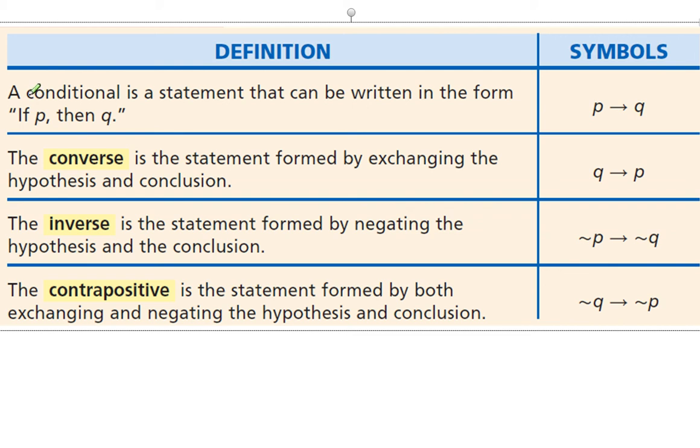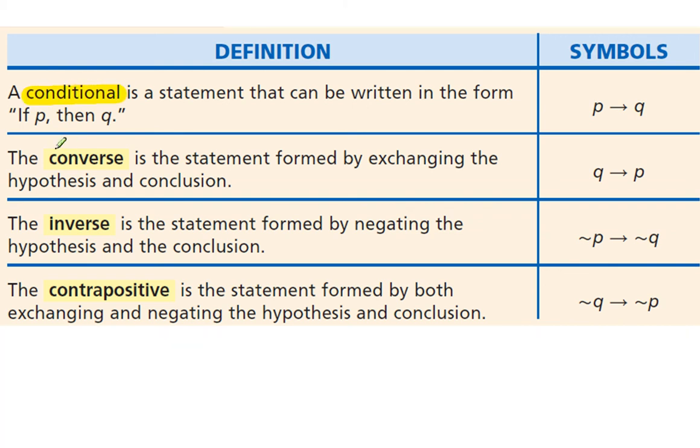So we started with what we just did. It's our conditional statement: if P, then Q, right? And then we have three others that go along with it. We have the converse, which is where we flip it around. So that's like we did our first example.